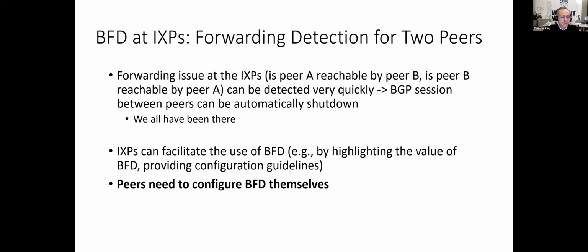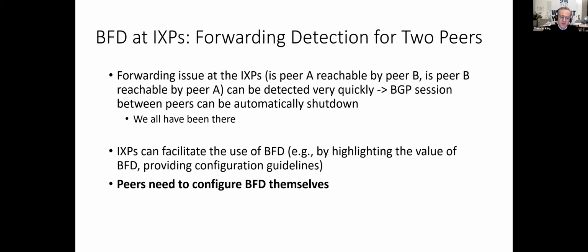And so what could IXPs do to make sure that customers don't run into the issue that if there is a forwarding issue at the IXP, it propagates into their network? IXPs could facilitate the use of BFD by, for instance, highlighting the value of BFD and providing configuration guidelines so that it's very easy for the peers to configure BFD.